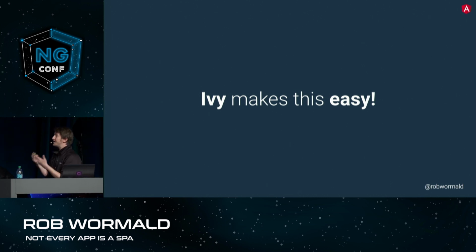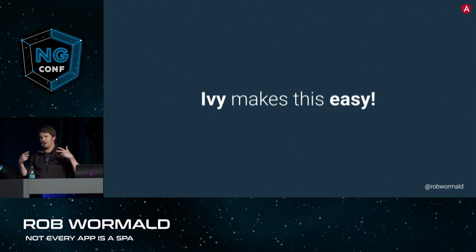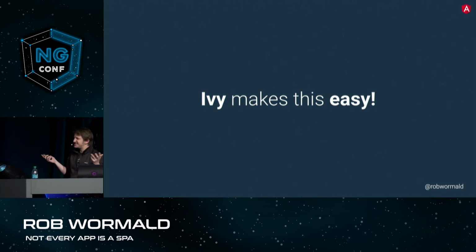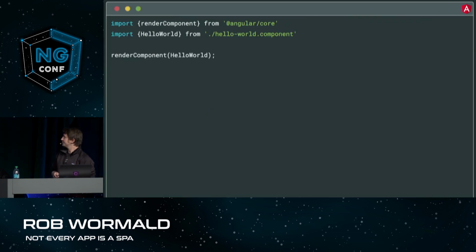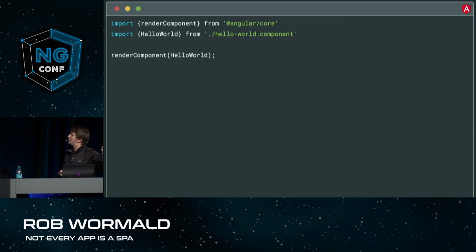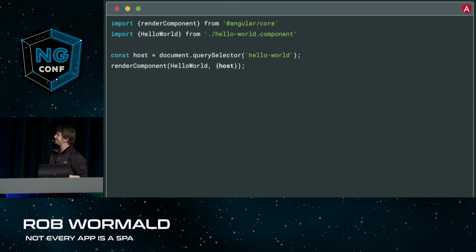And I want to show you how easy by actually building out what elements looks like with Ivy on stage here. Because it's really not that complicated. It's a very powerful thing, but it only takes like 50 lines of code. So we'll start from that example again, right? Simple empty file here. We've got our hello world component we just looked at, and we're bringing in that render component method from the Angular core.